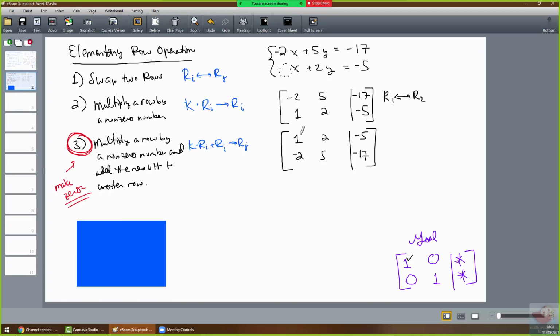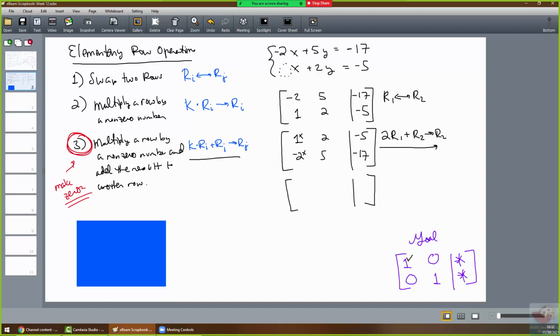So remember, this really represents 1x. This really represents -2x. What would you multiply the 1x by, so when you add it to the -2x, the -2x becomes 0? 2. So using this notation, we're going to take 2 times the first row, take that result, add it to the second row, and that becomes the new second row. Questions on that?